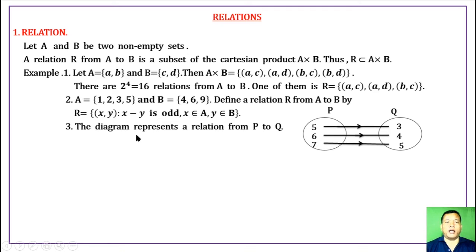Example 3. The diagram represents a relation from P to Q.